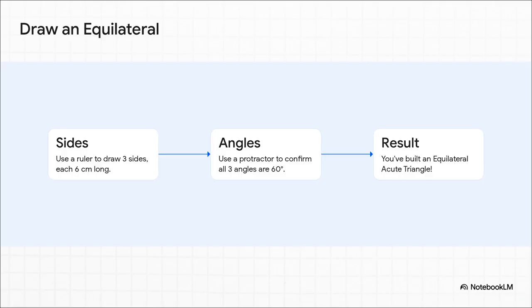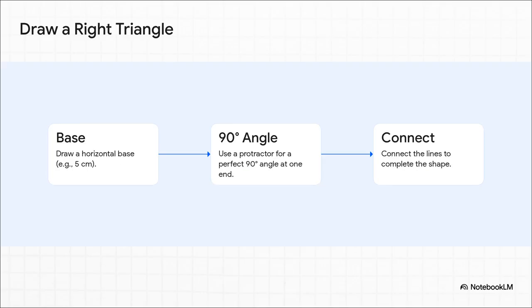So let's start with an equilateral triangle. Go ahead and grab your ruler and draw three sides that are all exactly, say, 6 centimeters long. Now, if you check it with your protractor, you're going to find that each angle is exactly 60 degrees. And since 60 is definitely less than 90, you've just built yourself a perfect equilateral acute triangle. What about a right triangle? Well, this one is all about that one special angle. Just draw a flat base, then use your protractor to make a line going straight up at a perfect 90-degree angle. Then, all you have to do is connect the ends and boom, you've got one. You've just built the foundation for so many structures in the real world.